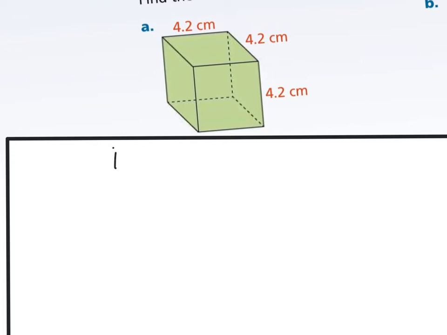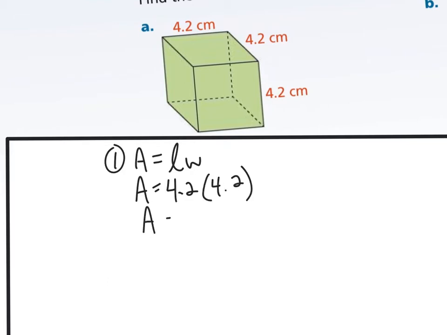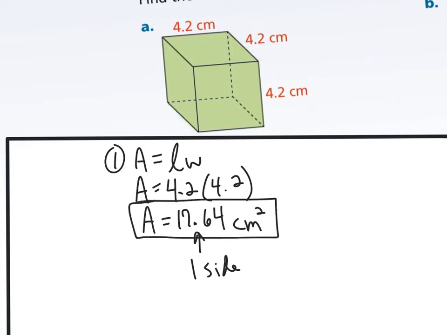So to find the area of one of these sides, these are squares, which are special types of rectangles where the length and the width happen to be the same. So area of a rectangle is length times width. So you can do 4 2/10 times 4 2/10, which is 17 6400ths. Okay, this is for one side. We can say square centimeters here if we want. As long as you have your units on your final answer, that's fine.